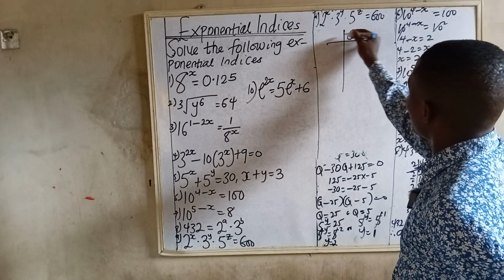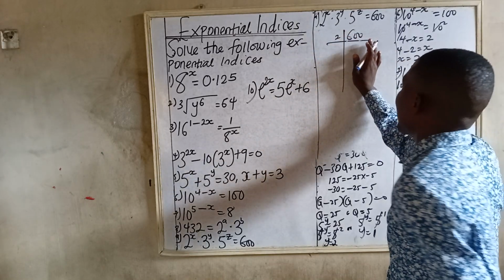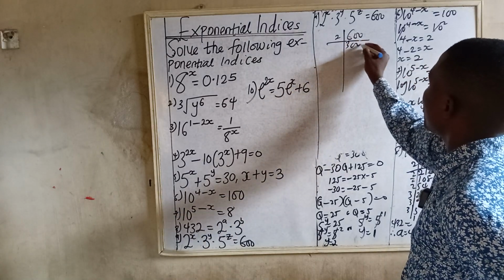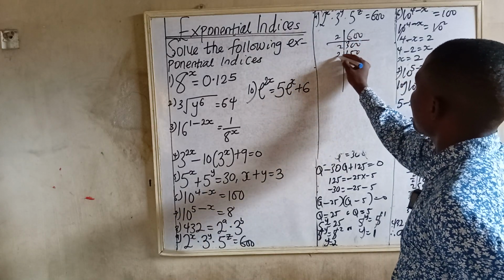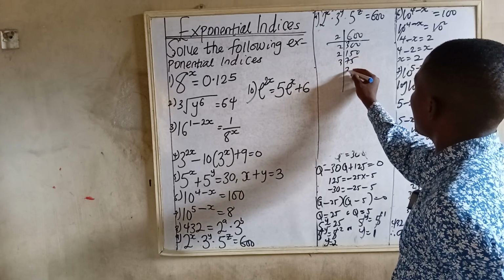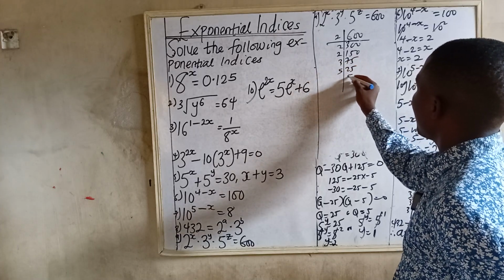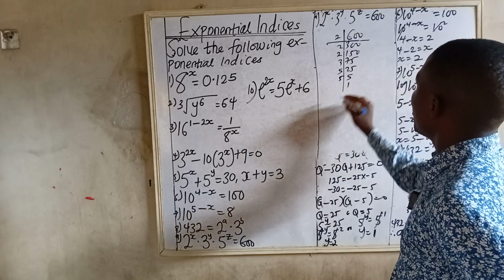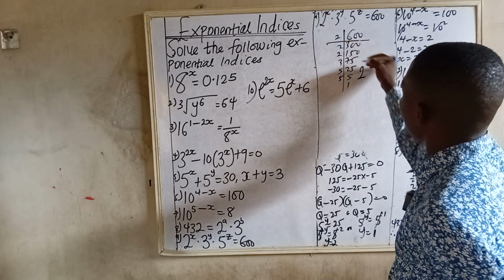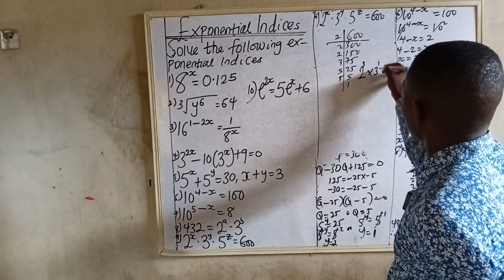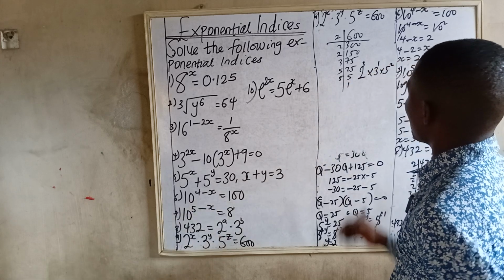So 600, use 2, the lowest prime that I can divide 600 by. We have 300, 2, we have 150, 2, we have 75. You can use 3, 25, 5, 5, 5. Here we have 1. So we are saying that we have 2 to the power 3, times only 1, 3 here, times 5 to the power 2 here.